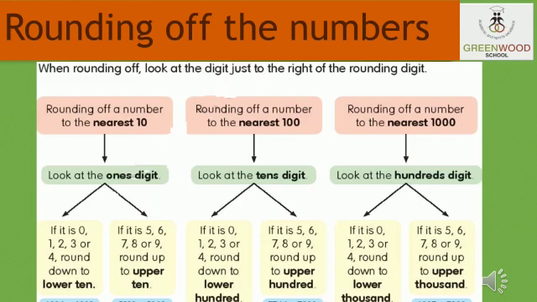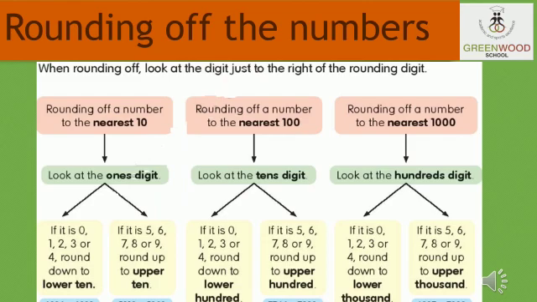Rounding off a number to the nearest 100. Look at the tens digit. If it is 0, 1, 2, 3 or 4, round down to the lower 100. If it is 5, 6, 7, 8 or 9, round up to the upper 100.